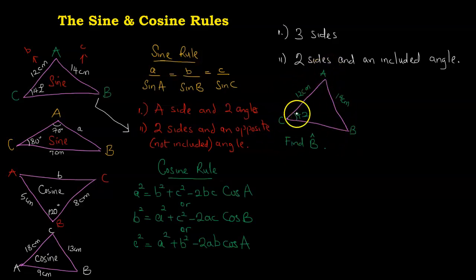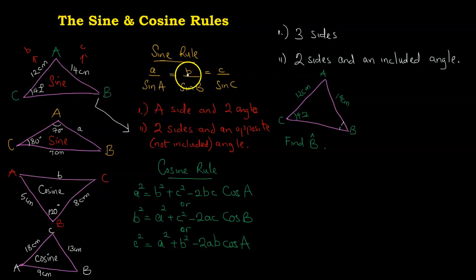The angle at B is 42 degrees. AC is 12 centimeters. AB is 14 centimeters. And we are asked to obtain the value of angle B. So as usual, we're going to use the sine rule because we are given two sides and an angle, and the given angle is not an included angle. So we're going to use the sine rule. Here is the sine rule.